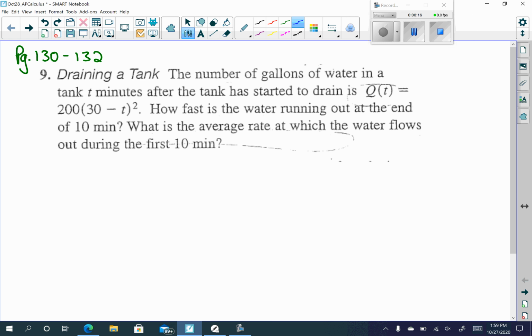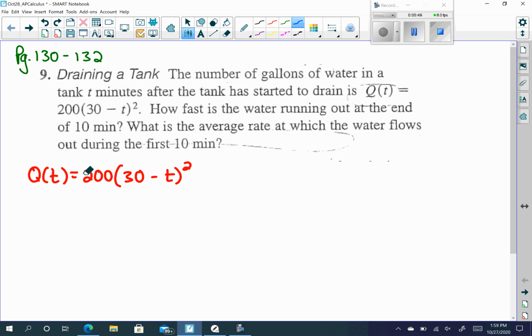We're given this function that represents the number of gallons of water that's in a tank. So Q of t is representing the number of gallons of water in a tank t minutes after the tank has started to drain. So if I go to write this out, Q of t is equal to 200 times 30 minus t, that quantity squared. The questions we need to answer here are: how fast is the water running at the end of 10 minutes? What is the average rate at which the water flows out during the first 10 minutes?